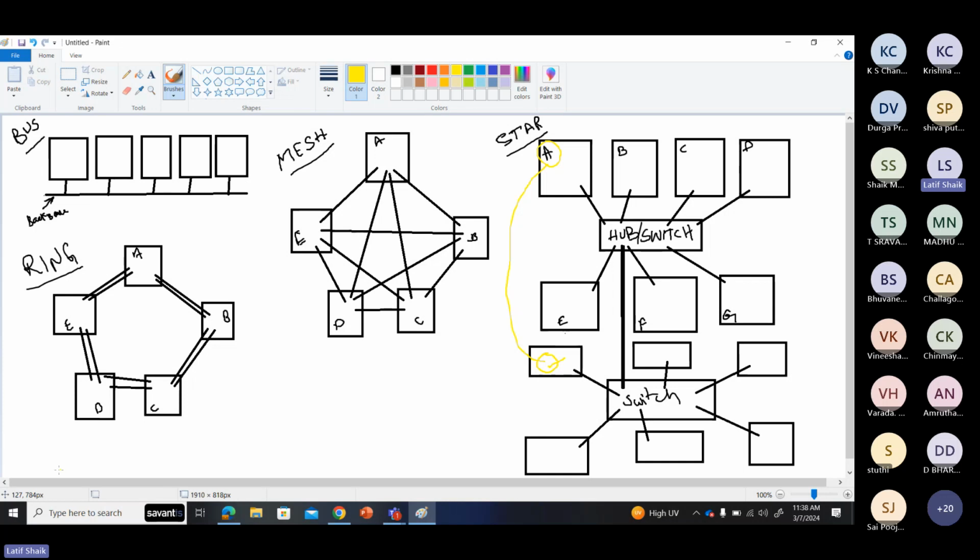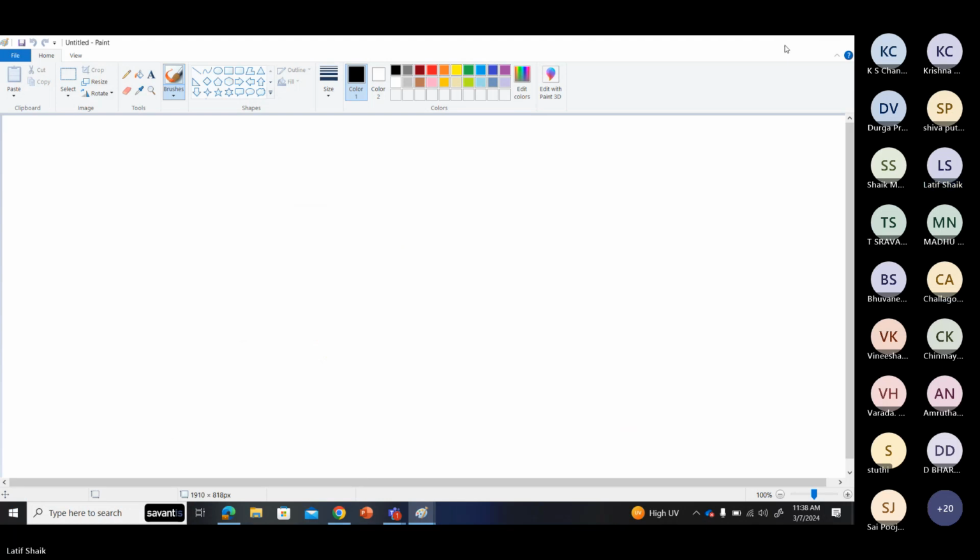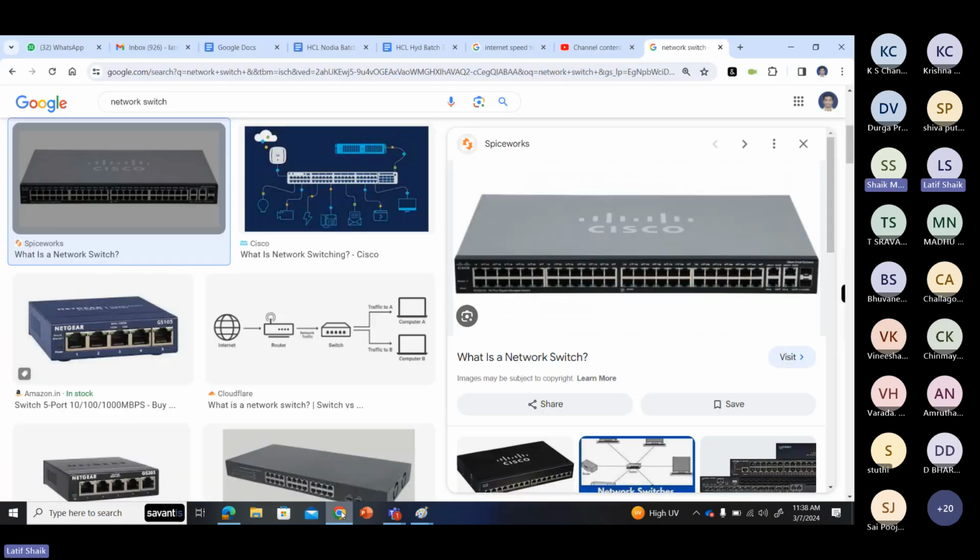You guys understand up to here? Up to star topology? Yes, sir. Okay. All these points are very important to understand.